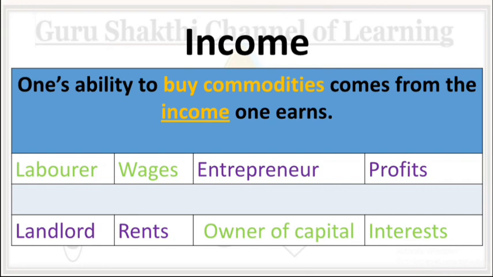Wage is the income of human labor. Money in the form of wages is earned by the people who contribute through their labor. Profit is the income of an entrepreneur. Rent is the income earned for letting the land to be used. Interest is earned by the owners of the capital.